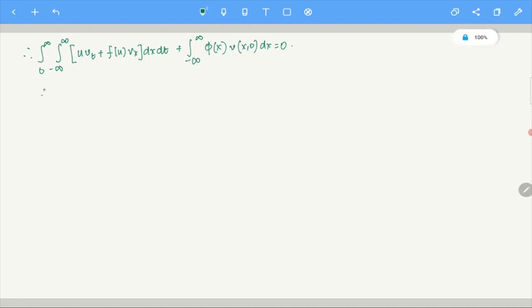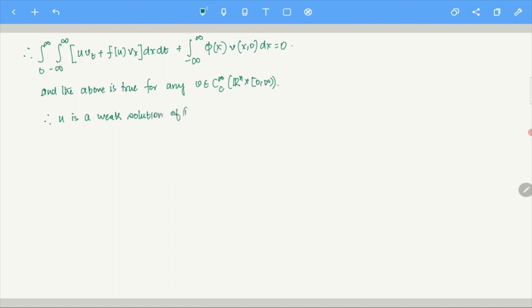So here, the above is true for any v in C_c infinity of R^n cross [0, infinity). Okay, therefore by our definition, u is a weak solution of 1. Okay, u is a weak solution of 1. So now I hope that this is clear to you, how all of this is derived.